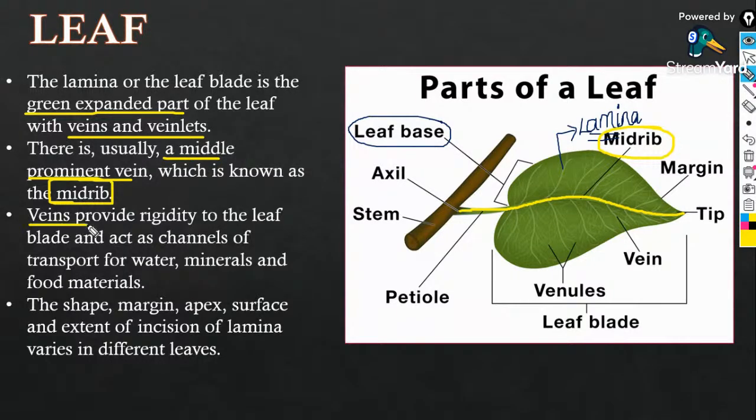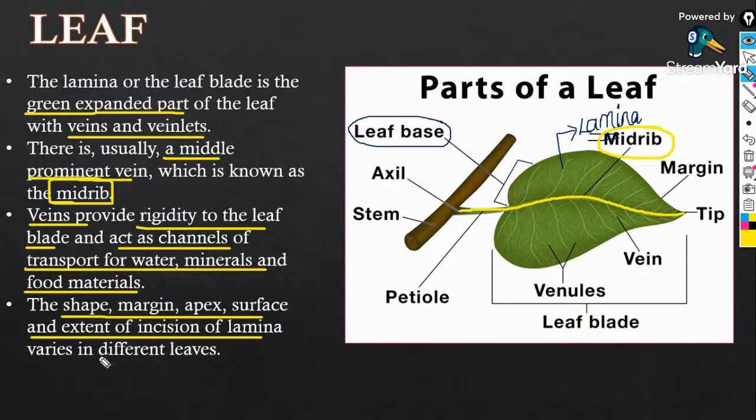So, the veins provide rigidity to the leaf blade and act as channels for the transport of water, minerals and food. Okay, and the shape, margin, apex, surface and extent of incision on the lamina vary in different leaves.